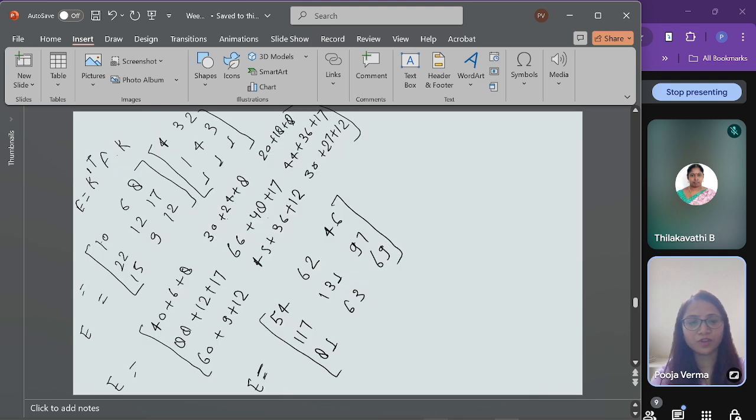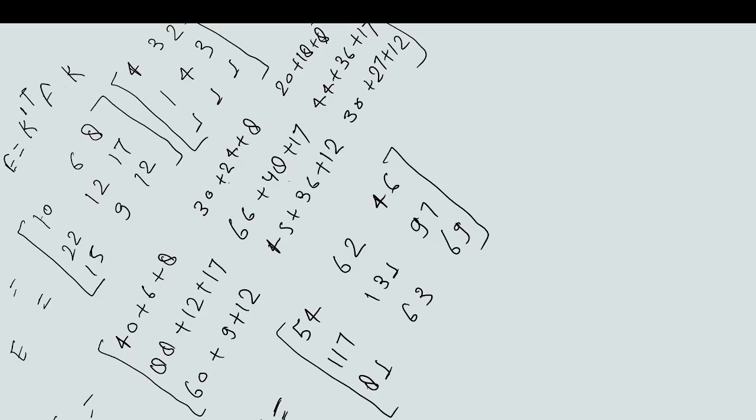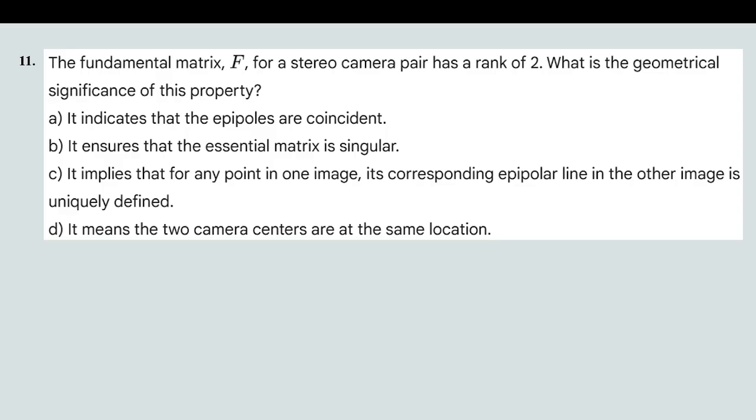Now we are moving to the next question. I have included here some theoretical conceptual questions. Okay, so you just have to take a guess. So the next question is: the fundamental matrix F for a stereo camera pair has a rank of 2. What is the geometrical significance of this property? Option A, it indicates that the epipoles are coincident. Option B, it ensures that the essential matrix is singular.